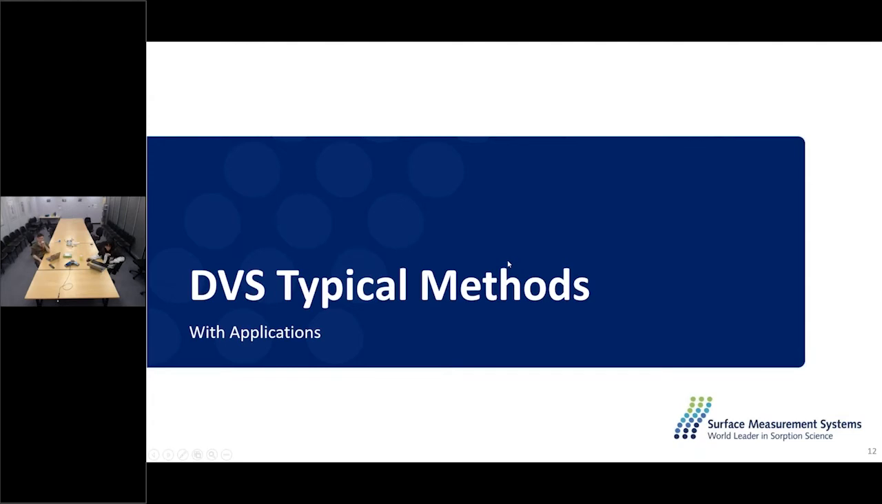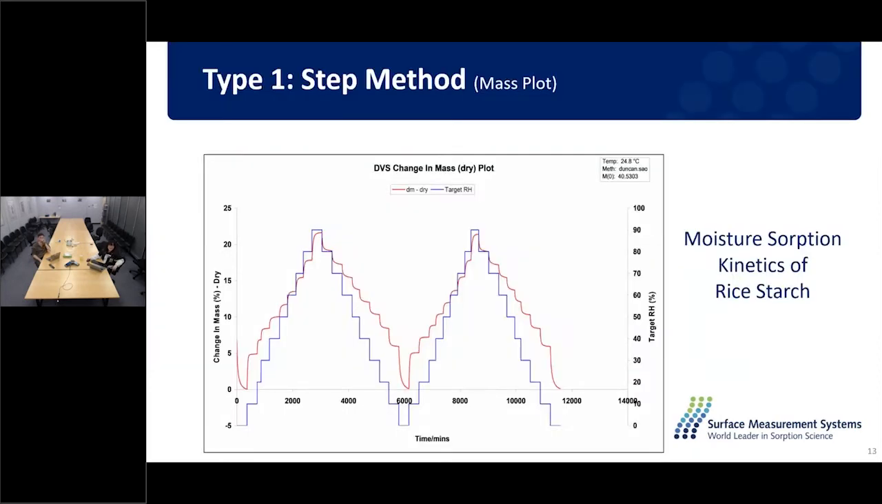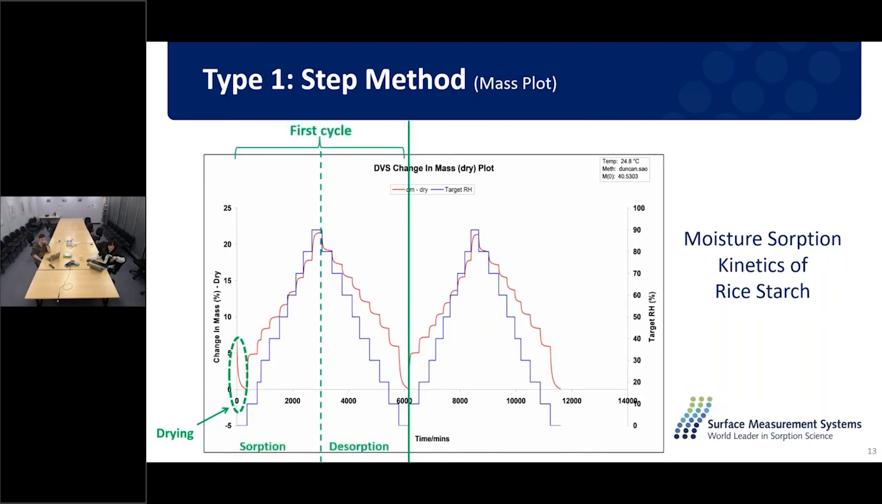And then I'm going through two typical methods we will normally use with the DVS technique. So it's exactly the same methods Dr. Christine showed before. So I'm going to just go through very quickly, and then we can go through some case studies. So the step method, basically you wait for the sample to reach equilibrium at each stage, and then it will move to the next stage automatically. So we have the equilibrium mass change at each relative humidity, and then you can perform multiple cycles of both sorption and desorption on the same sample to see whether it's a reversible or irreversible process.